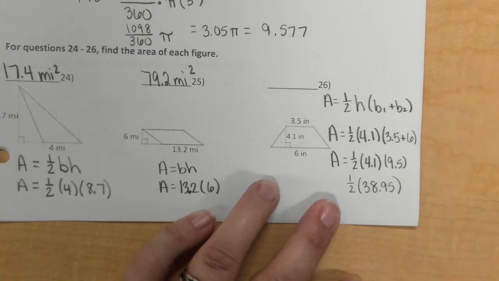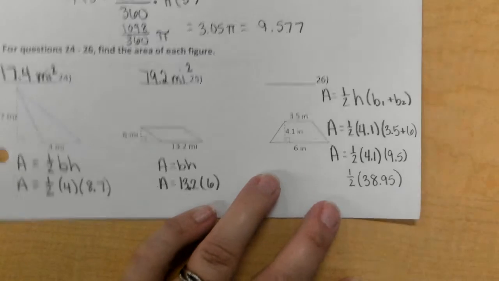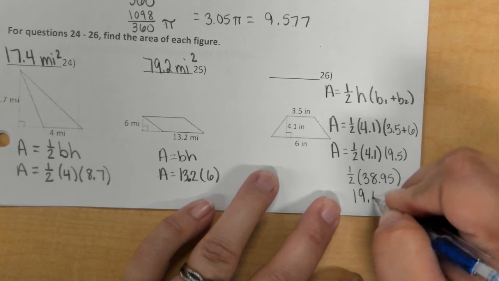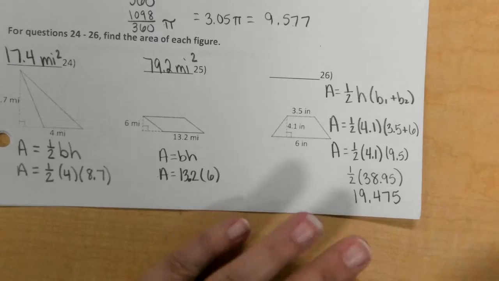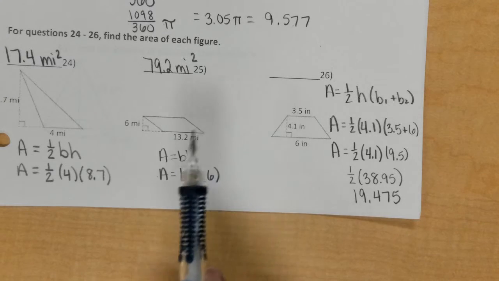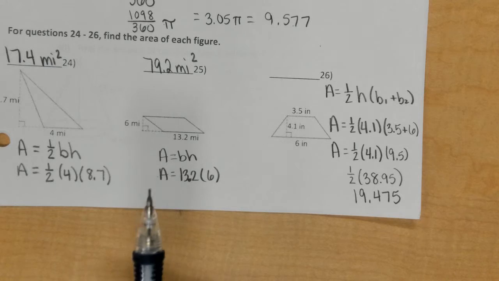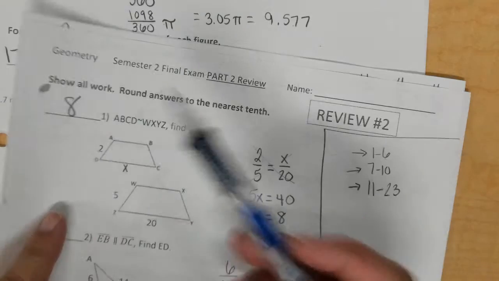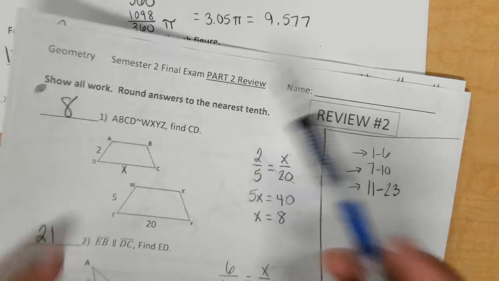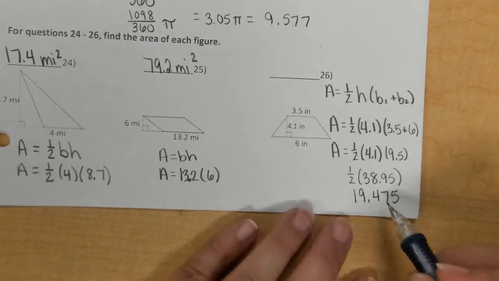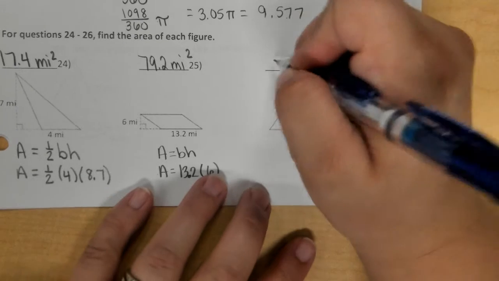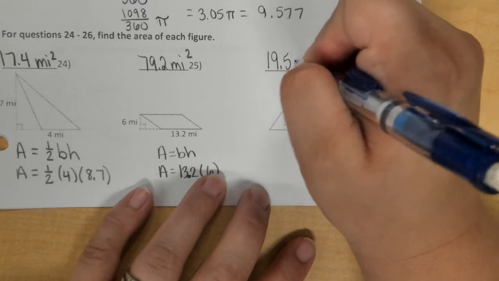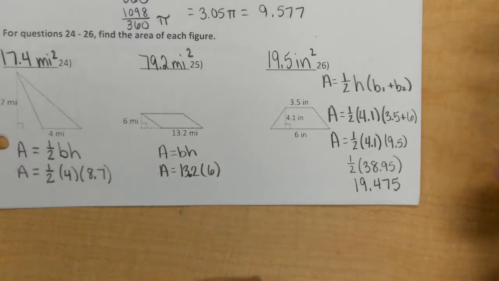That gives me 38.95, divided by 2 gives me 19.75. Now, in this direction, it doesn't say to round to anything, but we know that at the very beginning of the assignment here, it says round your answer to the nearest tenth. So I'm going to go ahead and round this to 19.5 inches squared.